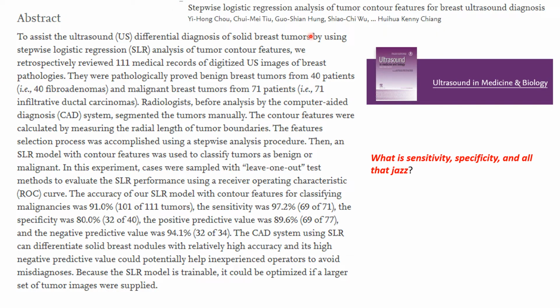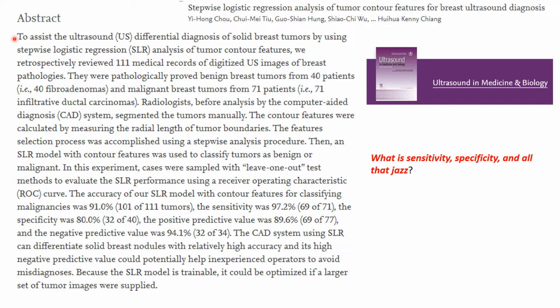Okay, so here we go. This was published in a peer-reviewed journal. There are many peer-reviewed journals. This is Ultrasound in Medicine and Biology. Okay, so here's what they were doing. To assist the ultrasound differential analysis of solid breast tumors using LSR, analysis of tumor contour features, we retrospectively reviewed 111 medical records of digitized U.S. images of breast pathologies. Okay, so the sample was 111 medical records. They were looking back in time into the records, so that is the retrospective aspect of this.